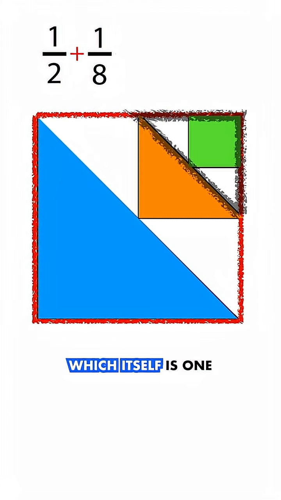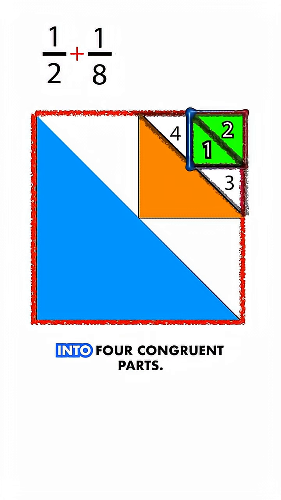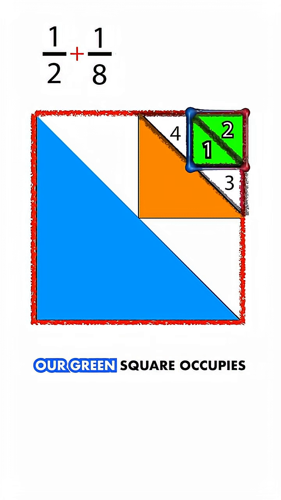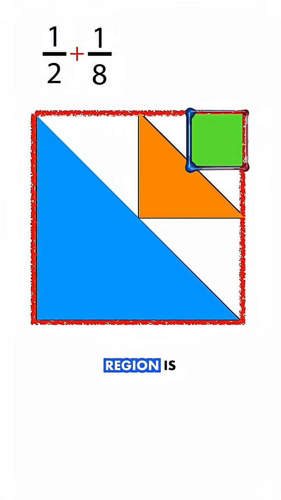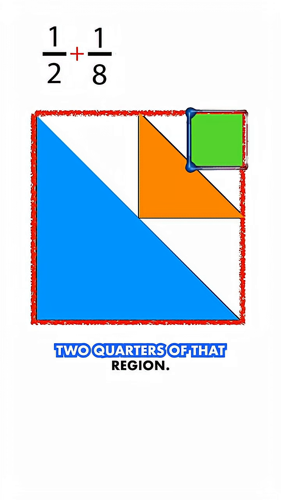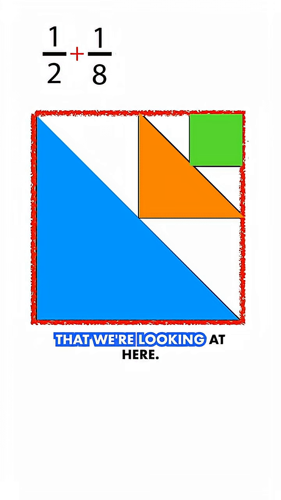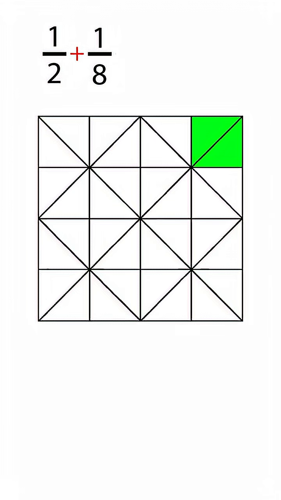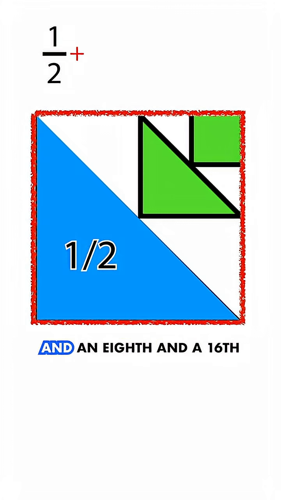This green square left up in the upper corner, well, that's in the upper right triangle, which I've outlined here, which itself is 1/8 of the overall square, and that can be broken into 4 congruent parts. Our green square occupies 2 of those parts. So that green region is 1/8 of the overall square, and then it's 2/4 of that region. So that green square is 2/4 of 1/8 of the overall square that we're looking at here. Well, that's 1/16.